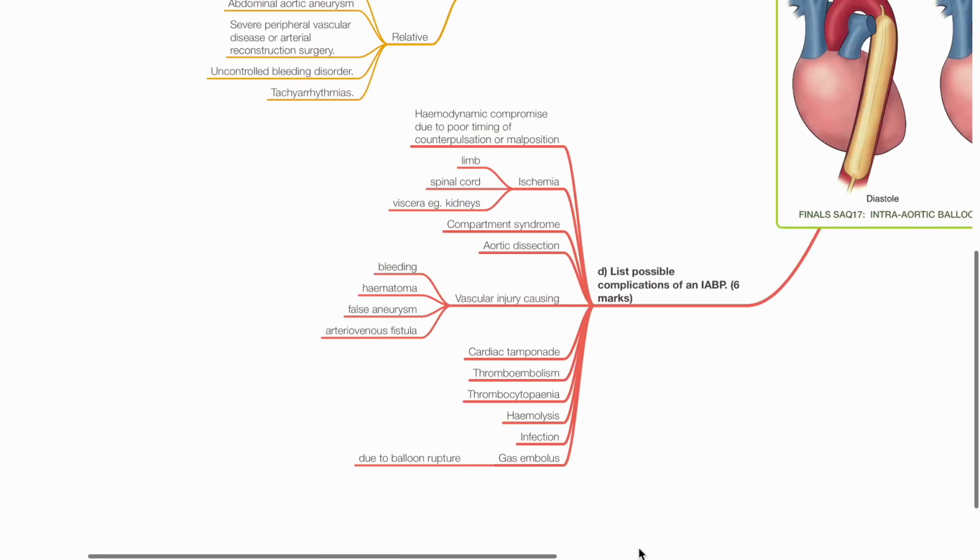D. List possible complications of an intra-aortic balloon pump. Complications include hemodynamic compromise due to poor timing of counter pulsation or malposition, ischemia of the limb, spinal cord or viscera such as kidneys, compartment syndrome, aortic dissection, vascular injury causing bleeding, hematoma, false aneurysm or arteriovenous fistula, cardiac tamponade, thromboembolism, thrombocytopenia, hemolysis, infection, and gas embolus due to balloon rupture.